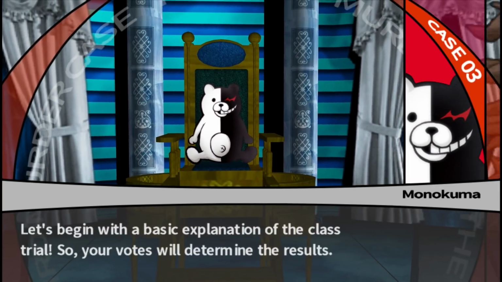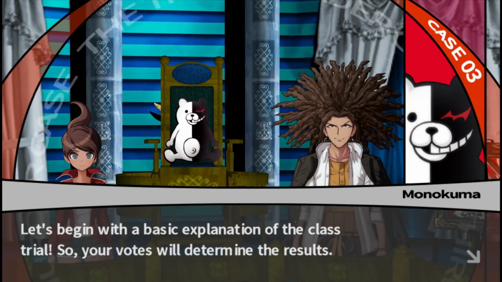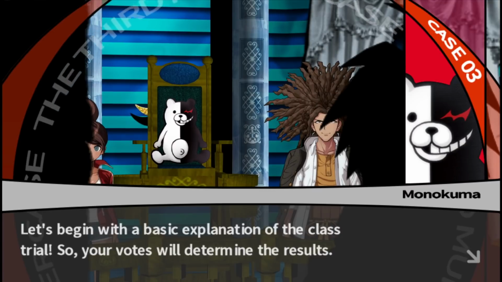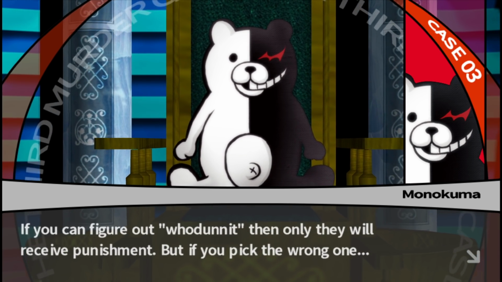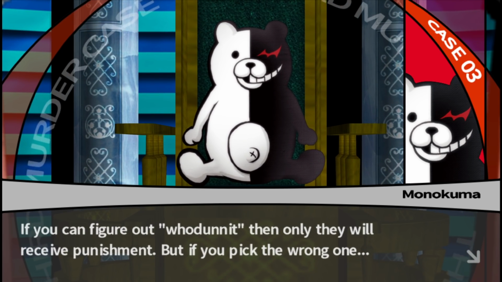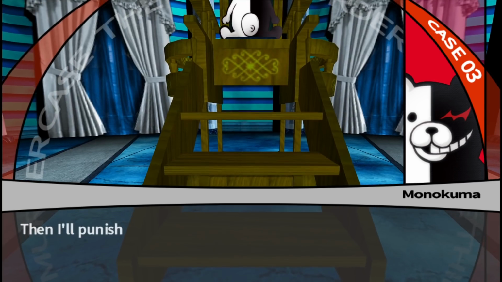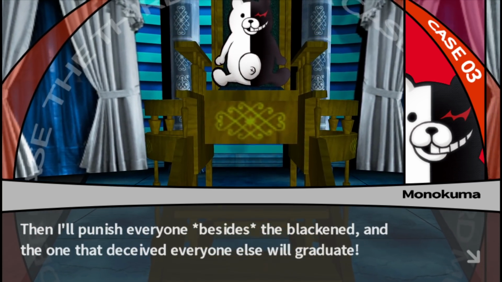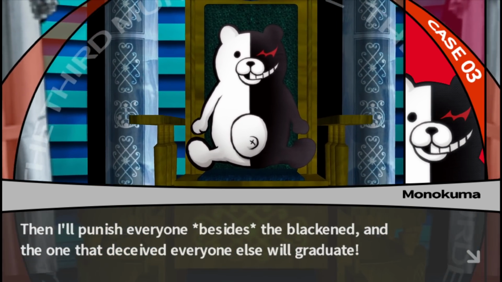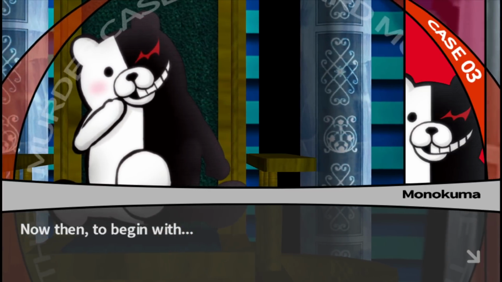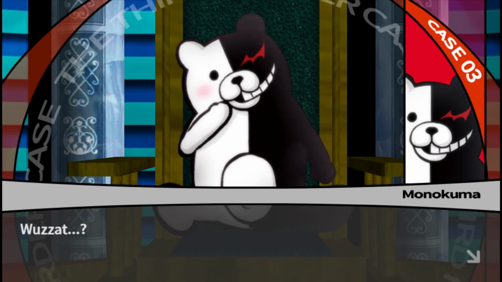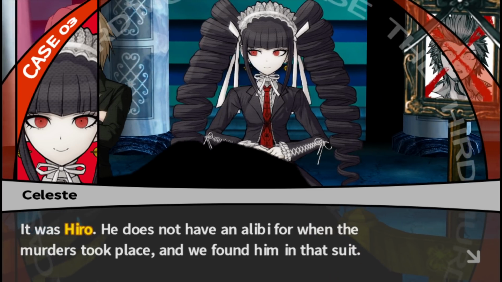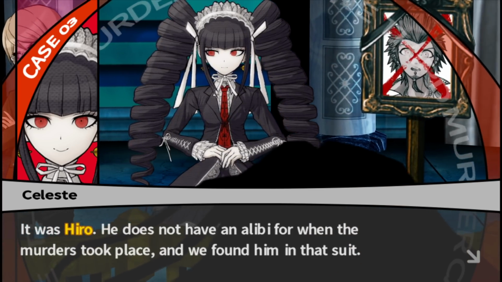Let's begin with a basic explanation of the class trial. Your votes will determine the results. If you can figure out who did it, then only they will receive punishment. But if you pick the wrong one, I'll punish everyone besides the blackened, and the one that deceived everyone else will graduate. Now then, to begin with, we already know who did it. It was Hiro. He does not have an alibi for when the murders took place, and we found him in that suit.